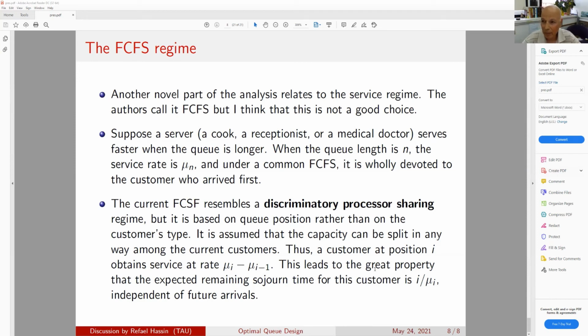I think this regime is new. I have never seen another paper with this regime. It has this beautiful property of independence of the future, but I would look for a different terminology rather than first come, first served. I don't know, it's some type of processor sharing, position-dependent processor sharing. Maybe not the best sequence of words, but something like it. So to conclude, this paper has several new features, and it's very nice to have even one new feature in a paper, and here there are several of them. I hope that my comments will help to marginally improve the presentation, at least. Thank you.